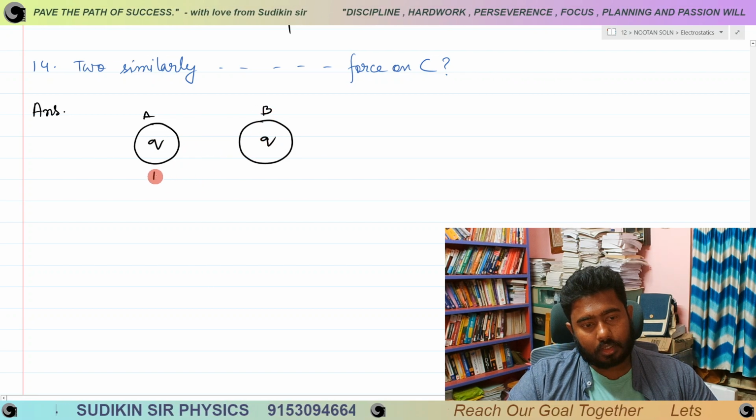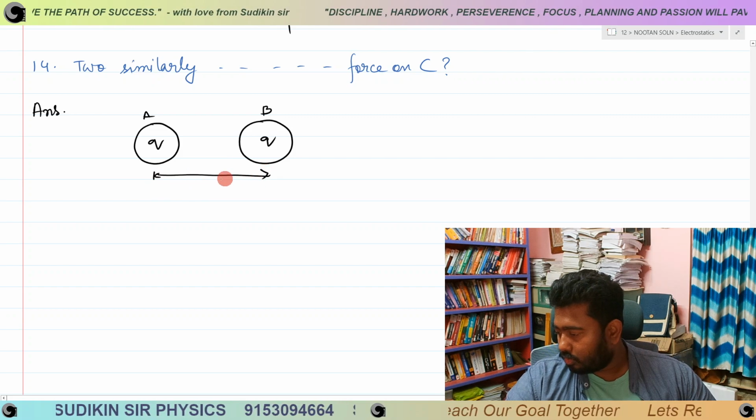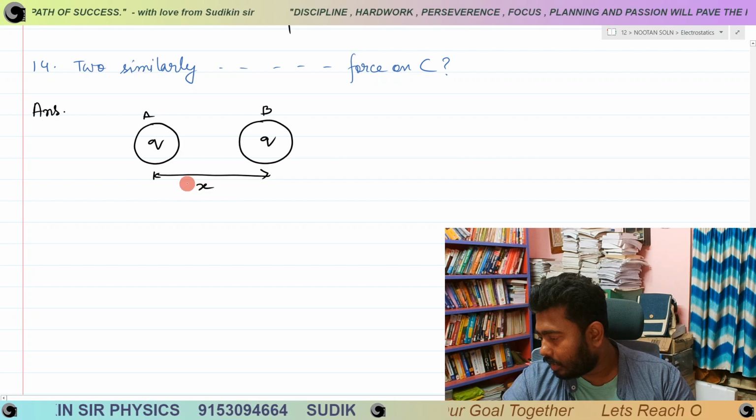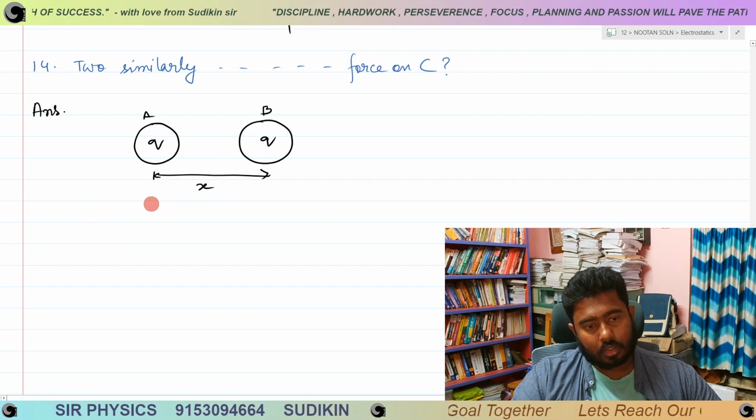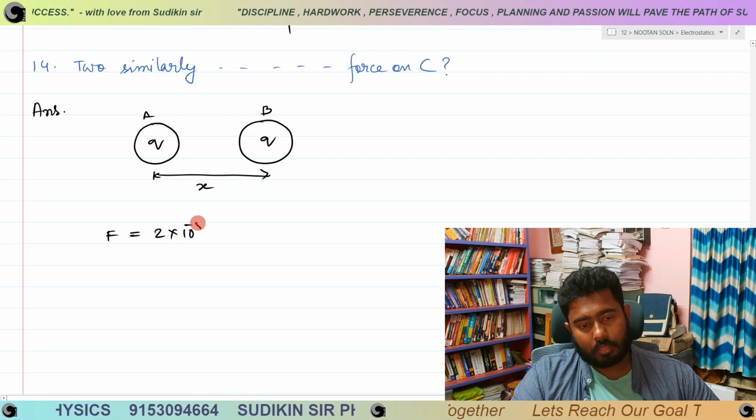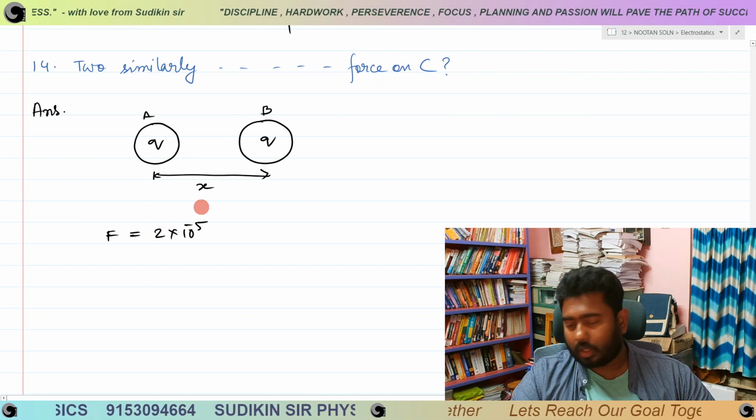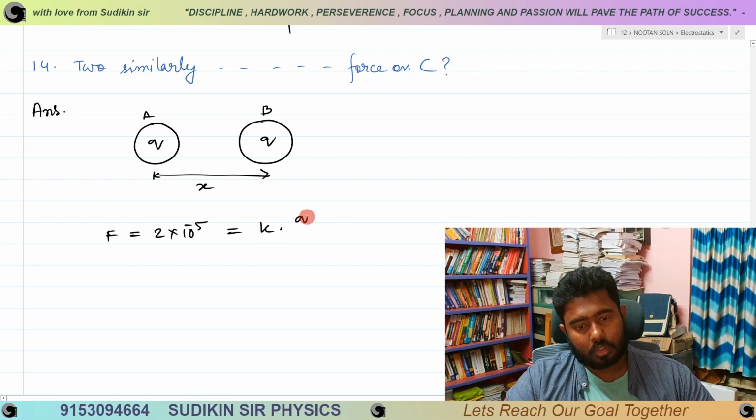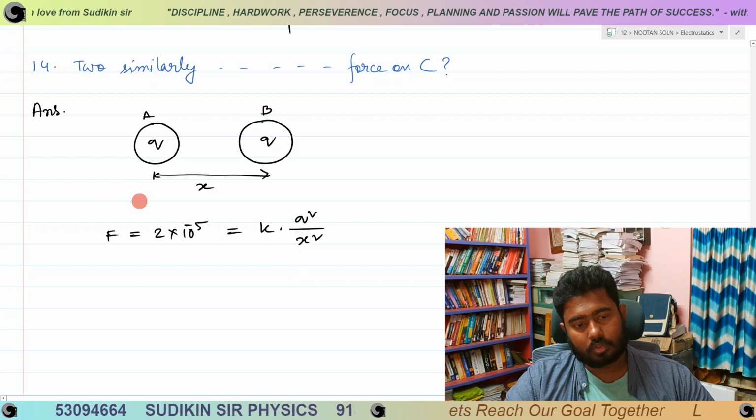And they are separated by some distance which they have not told. Suppose this distance be x, and the force between them is 2 into 10 to the power minus 5 Newton. So we can write this one as K into Q square by x square.